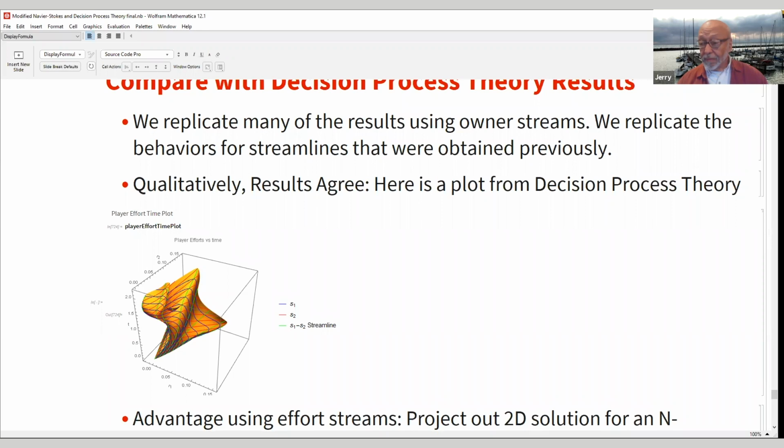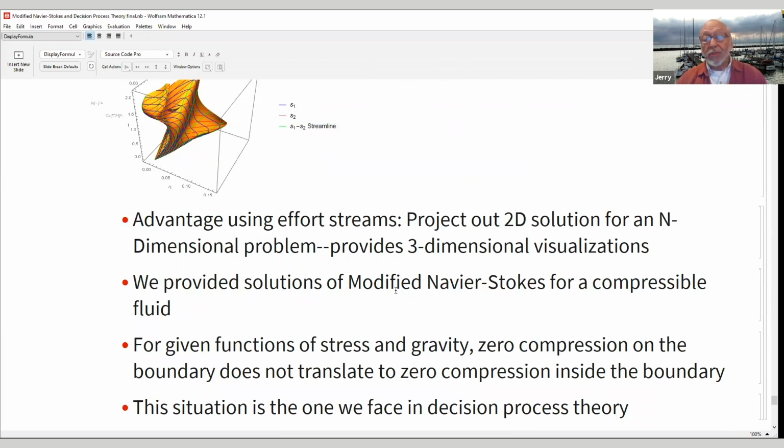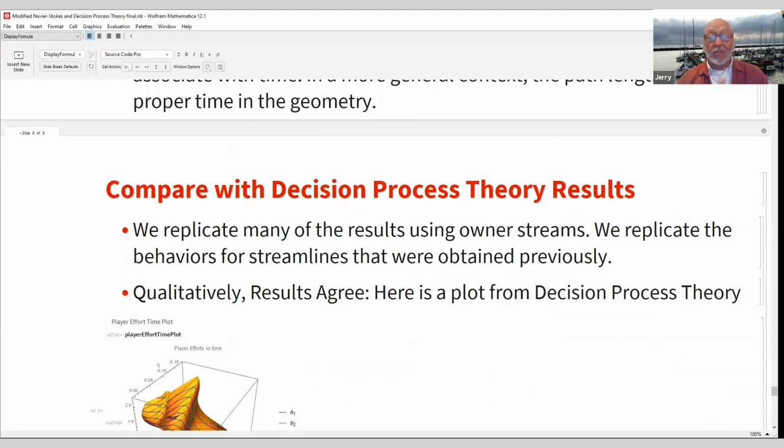So what have we learned? In using 2-dimensional streamlines, we get a picture, a 3-dimensional visualization. The Navier-Stokes solutions that we just did show us that the qualitative nature is very similar. What do we really conclude from this? We certainly conclude that we replicated the kinds of behaviors that we saw before in game theory. You haven't seen it, but I've seen similar behaviors, and I showed you one example. And so qualitatively, the results agree.